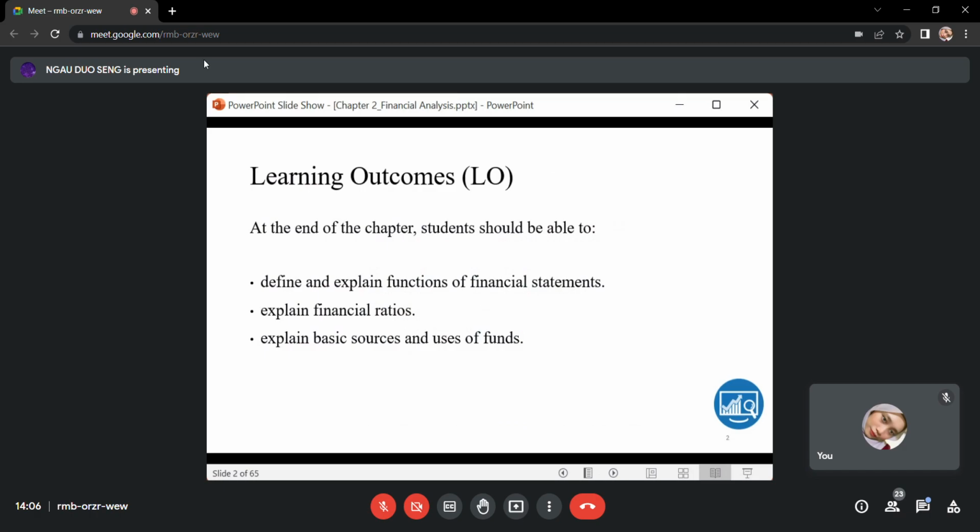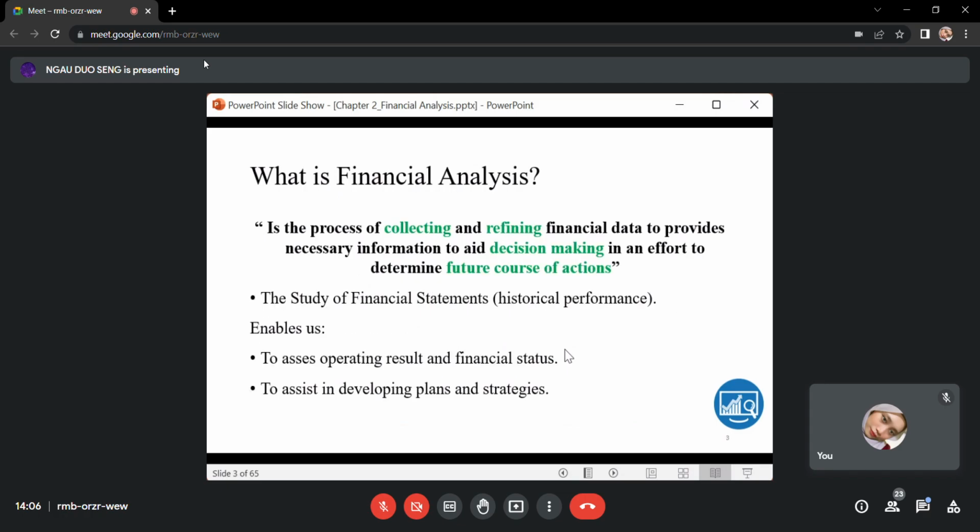All right, learning outcome. At the end of the chapter, students should be able to define and explain the function of financial statements, explain financial ratios, and explain basic sources and uses of funds.